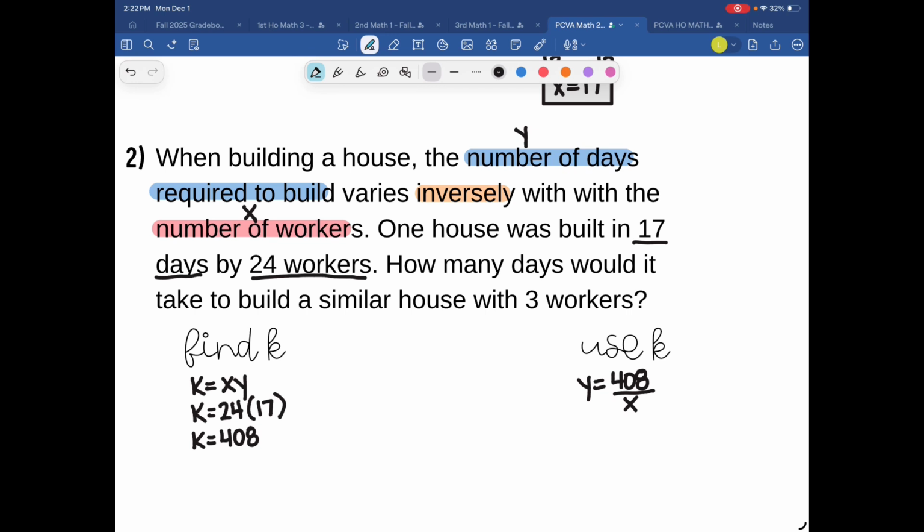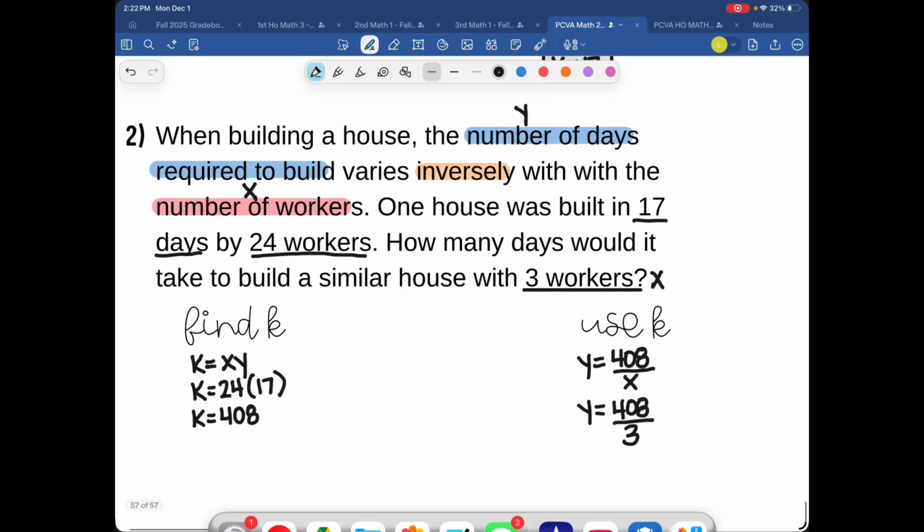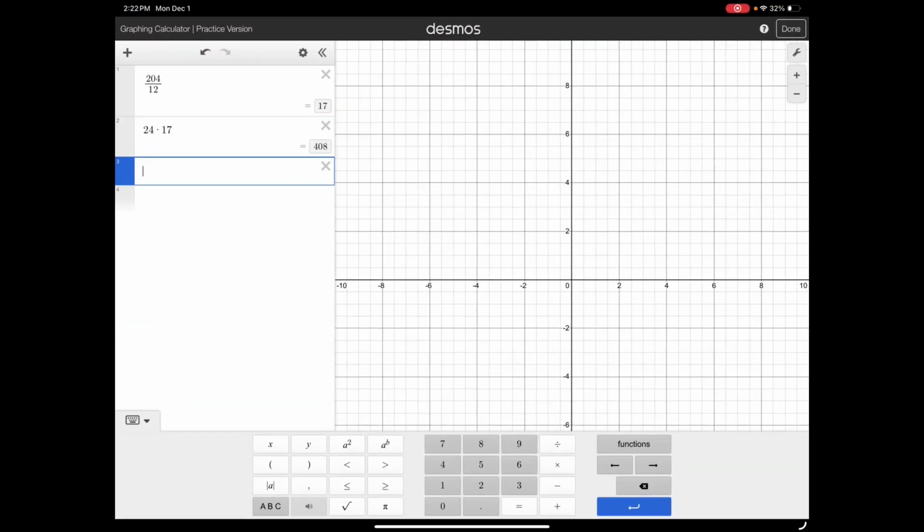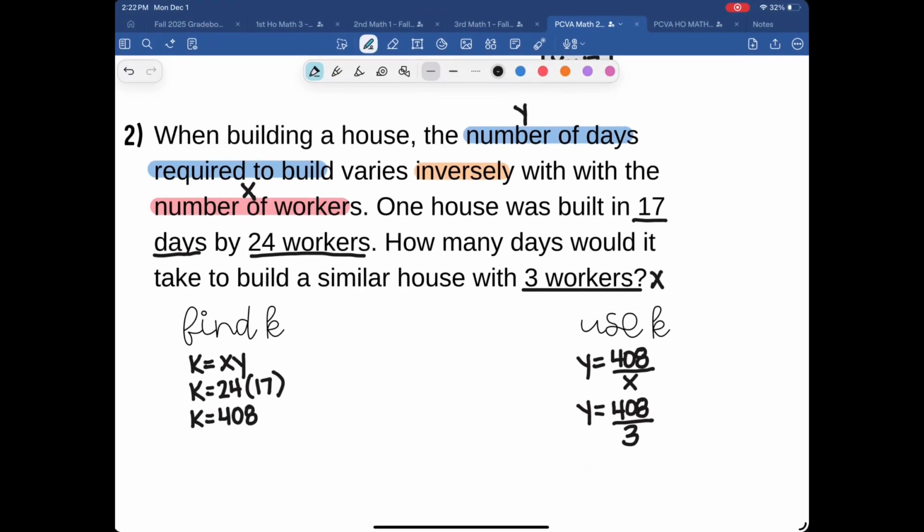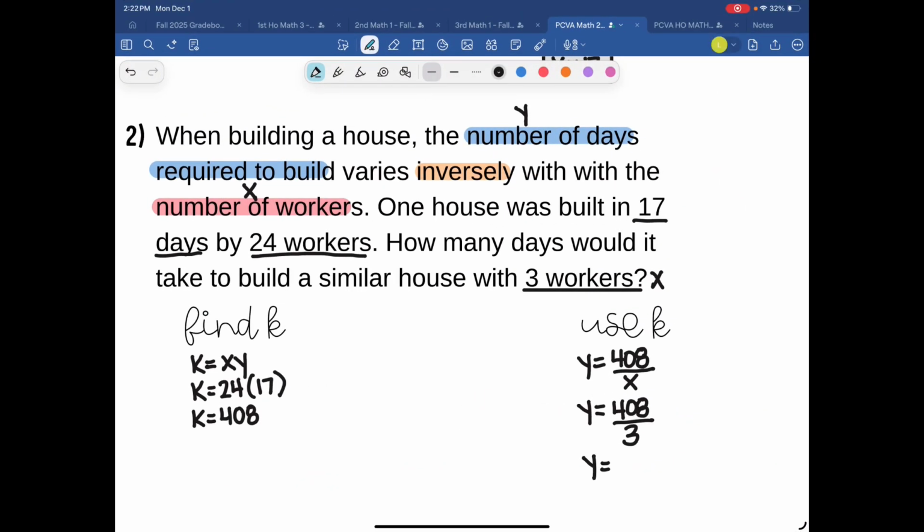So now it asks how many days will it take? So we want to find the number of days with 3 workers. So 3 workers is the x value. So we want to find y if I have 408 divided by 3. So 408 divided by 3, that's going to be 136 days.